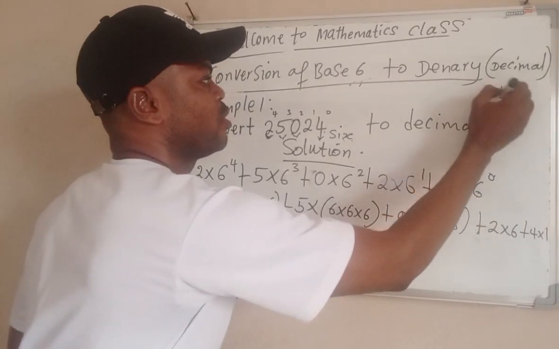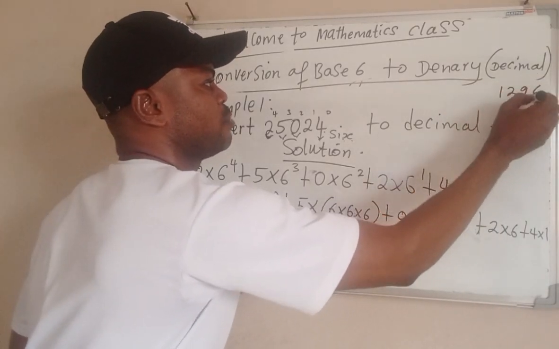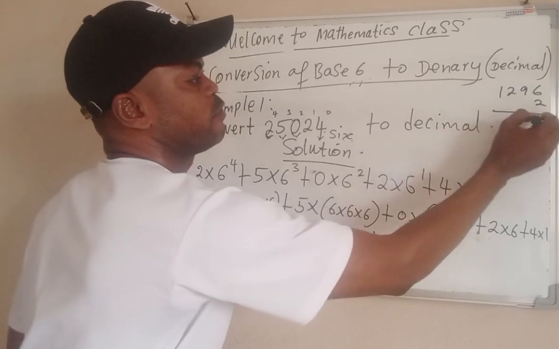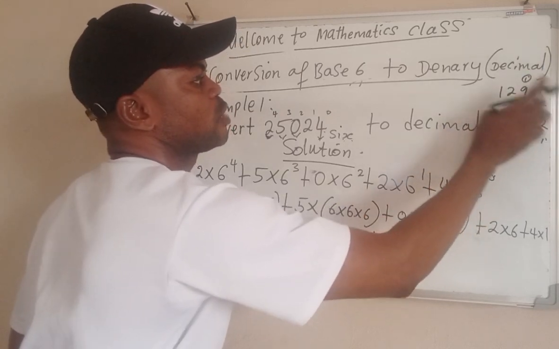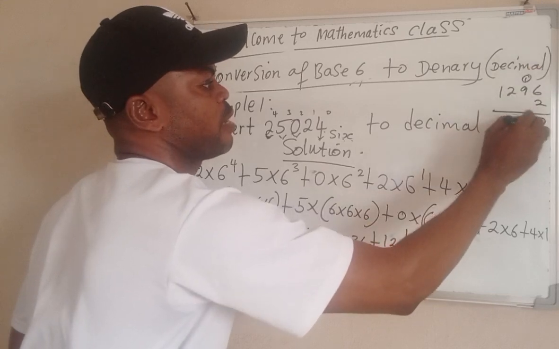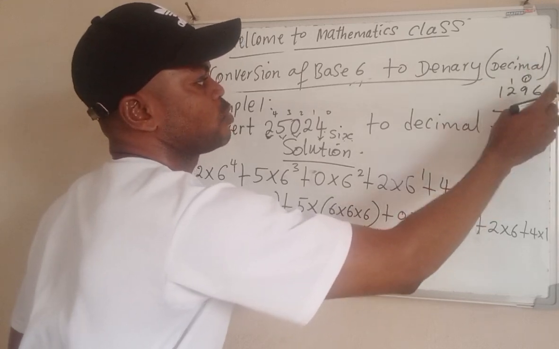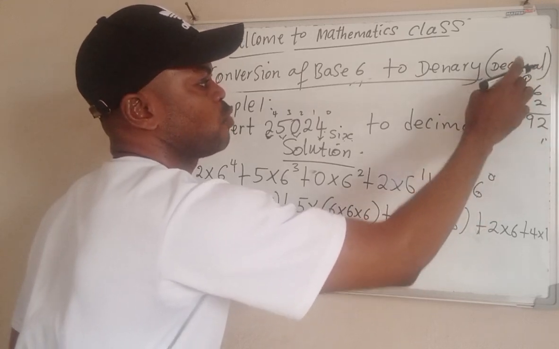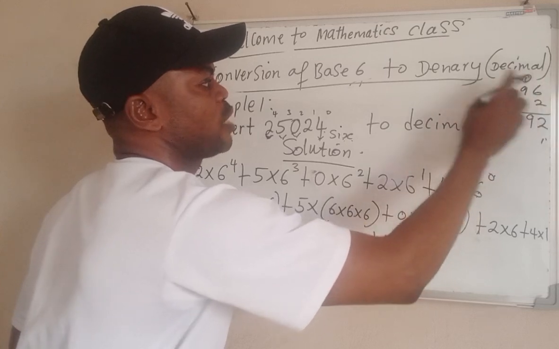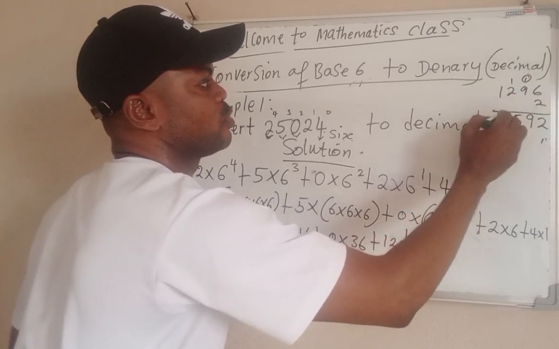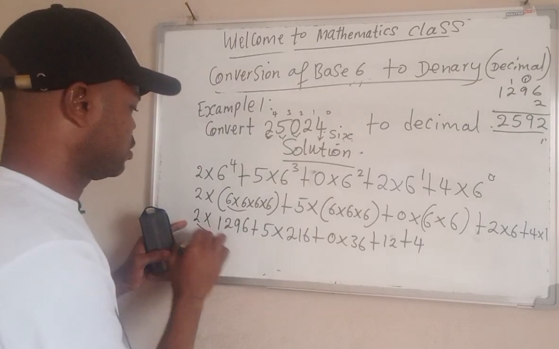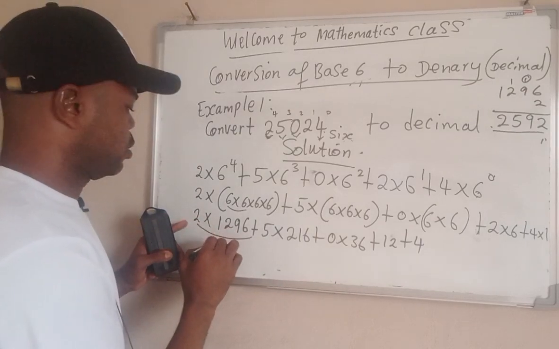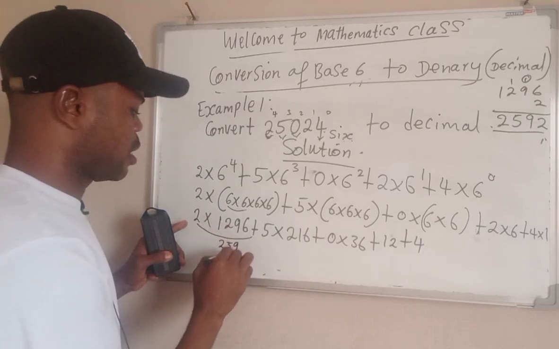Do it right here. 1296 times 2, 12. Bring down the 1 right here. 2 times this is 18 plus this 19. Right at the 9. Carry 1 to the next. 2 times 2 is 4. 4 plus 1 is 5. Then 2 times 1 is 2. Right at the 2. So our answer here, the whole of this, gives you 2,592.